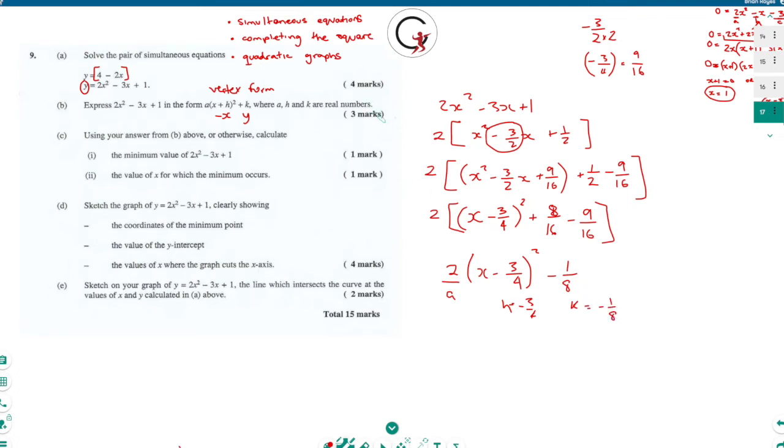Now the hard part's over. We can go on to some of the easier questions. C says, using your answer from B above or otherwise, calculate the minimum value of this parabola that we just looked at in part A.